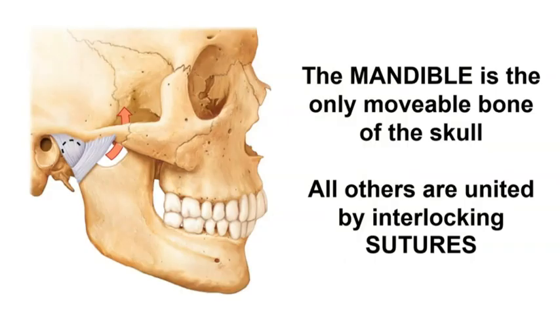Most of the skull bones, both cranial and facial, are immovable because they are united by interlocking joints that have collagen fibers between them, called sutures. There is only one movable bone that belongs to the skull. It happens to be a facial bone, which we'll talk about in the next segment. This movable bone is the mandible, or the lower jaw.